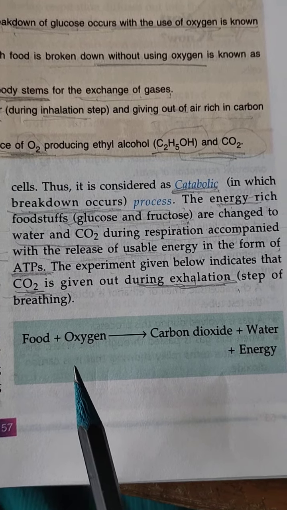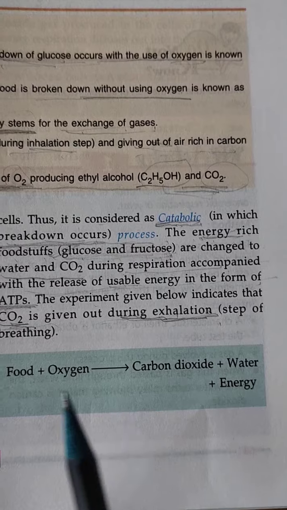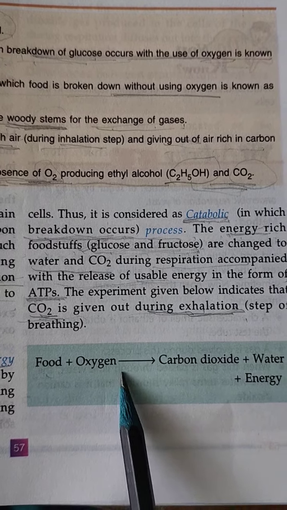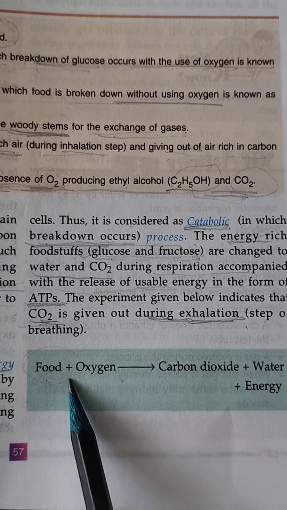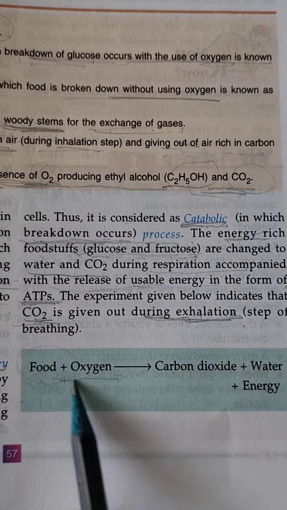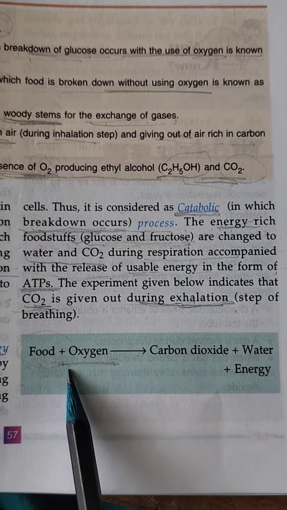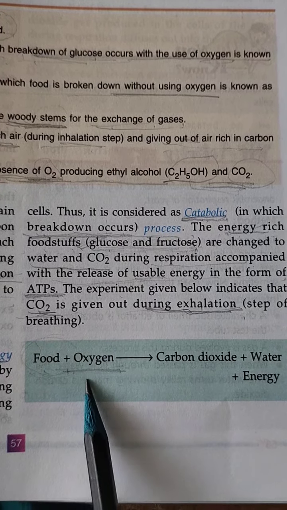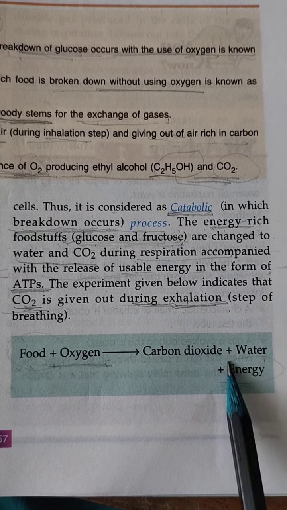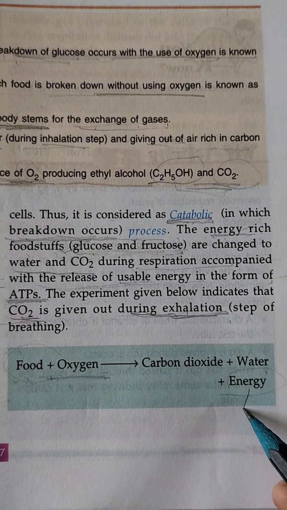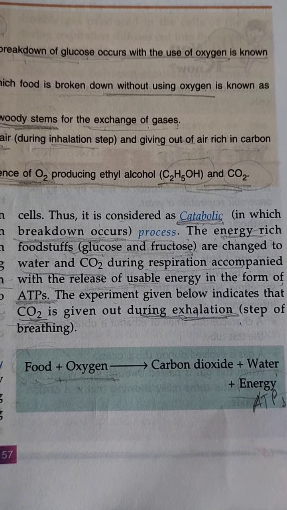So see, here's the chemical equation, that is food plus oxygen. When the food, that is glucose or fructose, is oxidized in the presence of oxygen, oxidized मतलब oxygen के साथ reaction होना, then it forms carbon dioxide and water and it gives energy in the form of ATP.